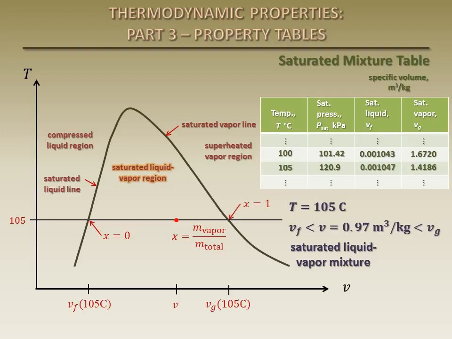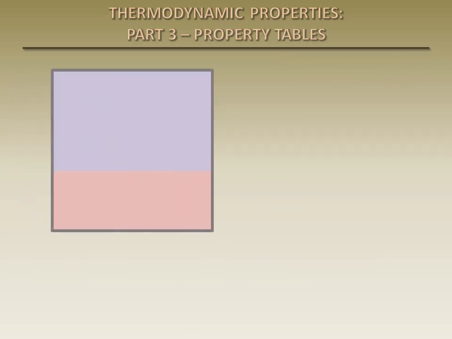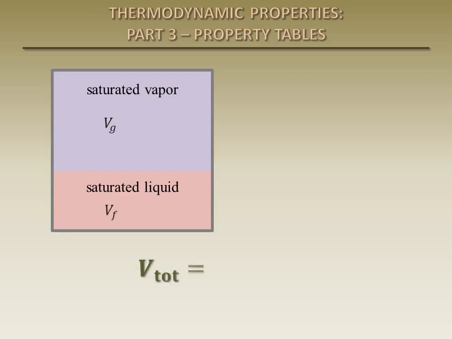We will now take a closer look at the quality of a saturated liquid-vapor mixture and derive an equation that we can use to calculate the quality. Suppose there is a saturated liquid-vapor mixture enclosed in a container. The volume of the vapor is Vg and the volume of the liquid is Vf. The total volume of the mixture is the sum of these two volumes.